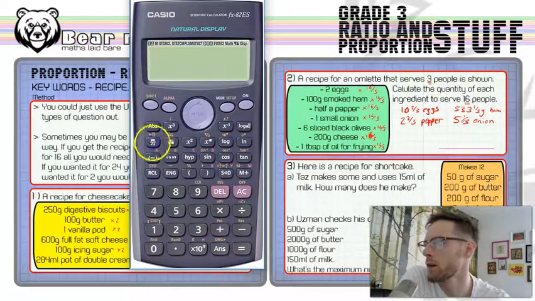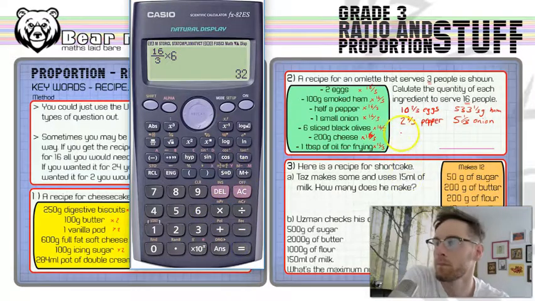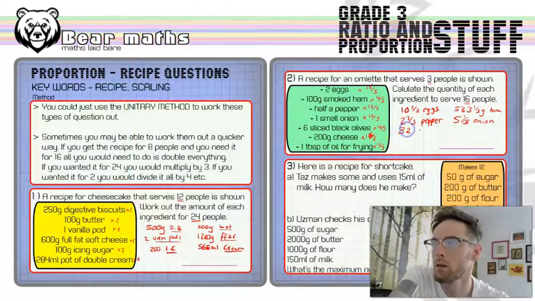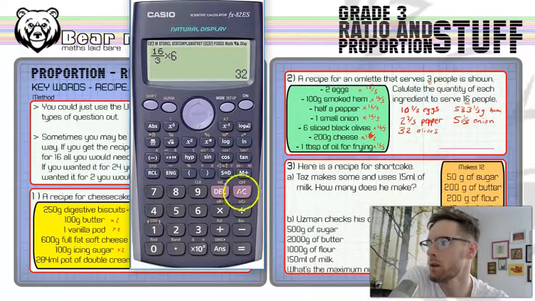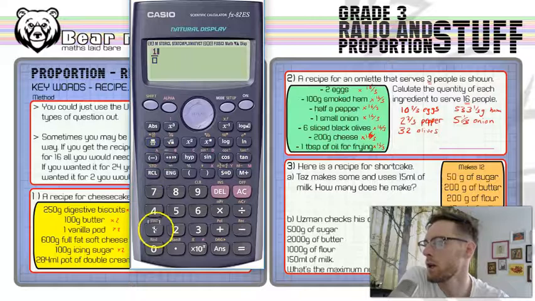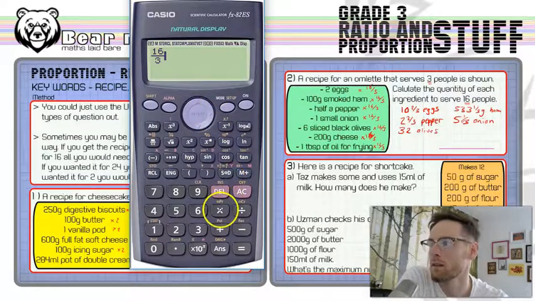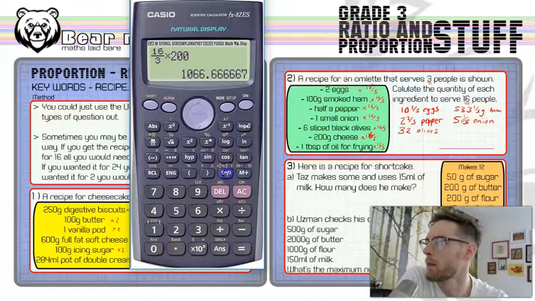Keep doing that. Fraction button first. 16/3 multiplied by 6. 32. So 32 olives. 200 grams of cheese. I know it's a bit laborious, isn't it, doing the same thing over and over again. Maybe I could have made the question just a little bit smaller with a smaller recipe, but I didn't, so tough. There you go. There's that one.